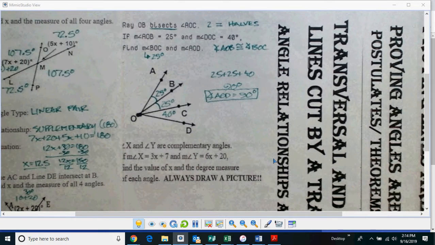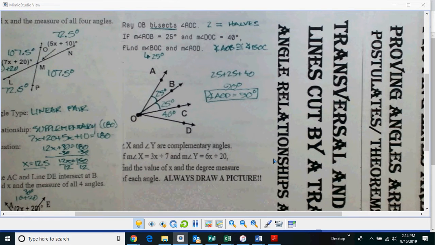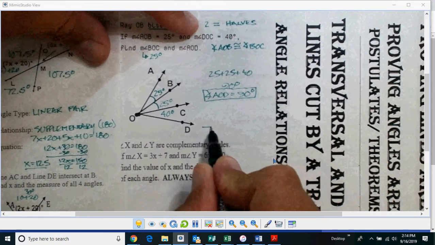All right. So can I bisect an angle and have two 90-degree angles left over? No. Yeah, I could. What if I drew it like this?